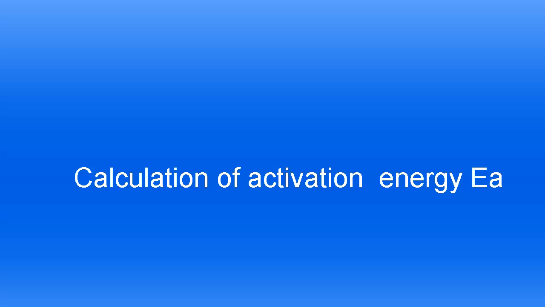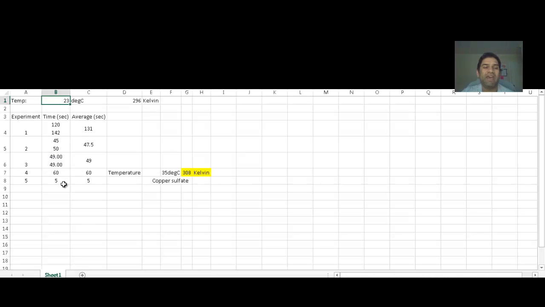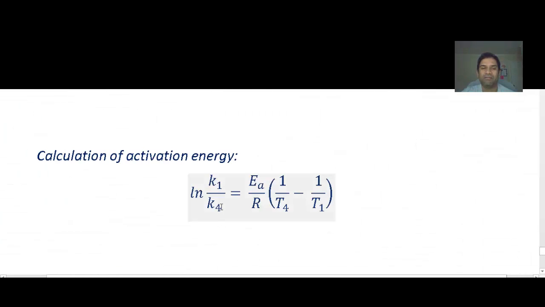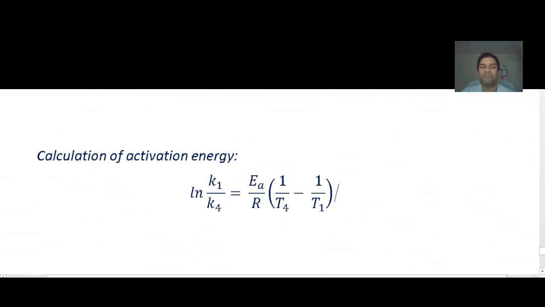The activation energy that we can calculate is from this equation. So we have a rate constant at temperature T1, and then we have a rate constant at a different temperature, T2. Here I'm going to compare K1, which was done at 23 degrees, and compare that to experiment 4, which was done at 35 degrees or whatever temperature you found it for. So here we're going to solve for EA.